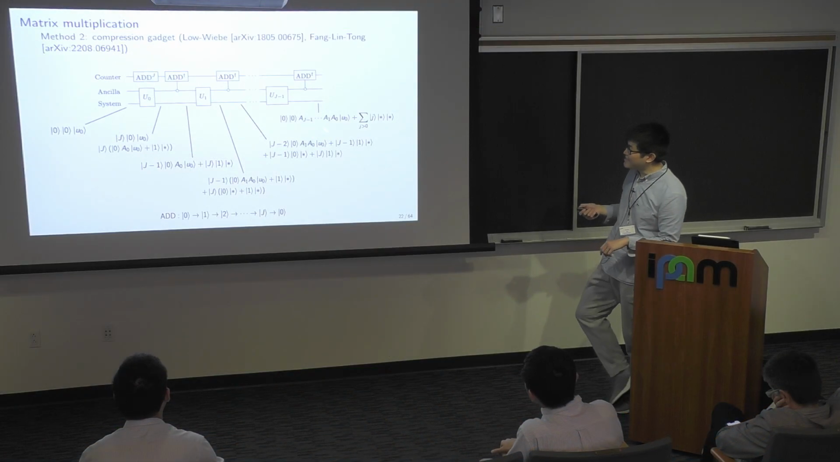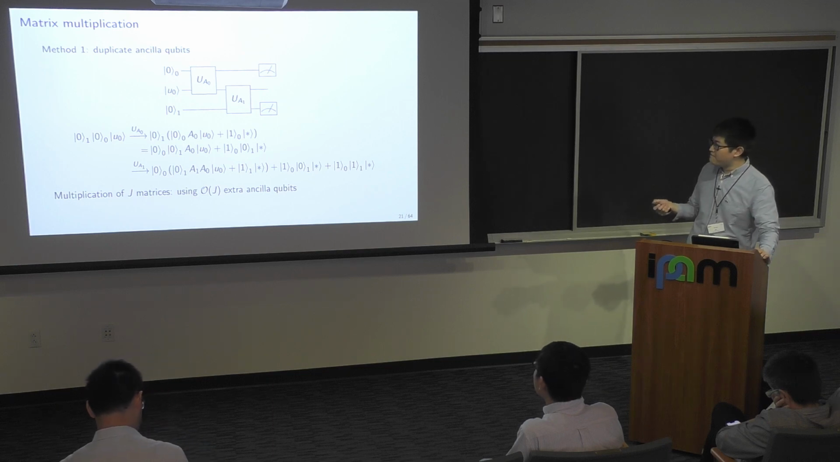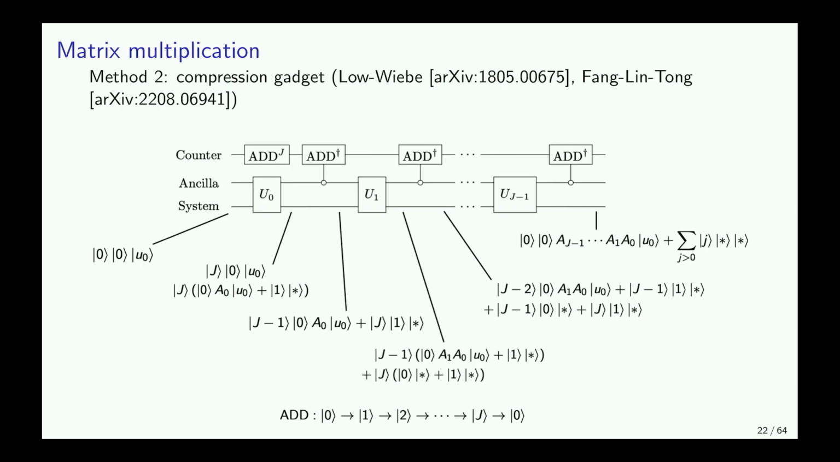So the idea is, let me go back to the previous slides. In the previous slides, by duplicating the ancilla qubits, we are using more space resources to indicate the success of each block encoding separately. But in the compression gadget, we are using another counter register to indicate the success of each application of each block encoding, and if this counter is reset to 0, then we have success on all the block encodings.